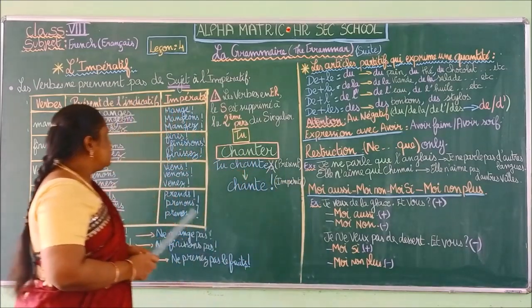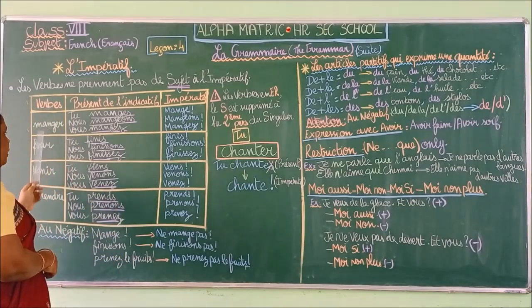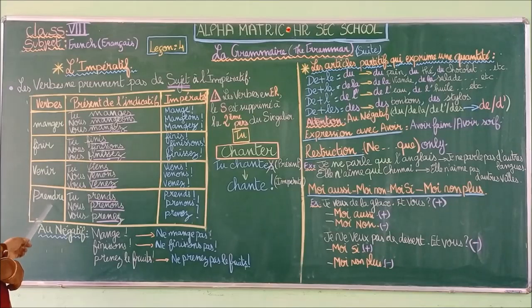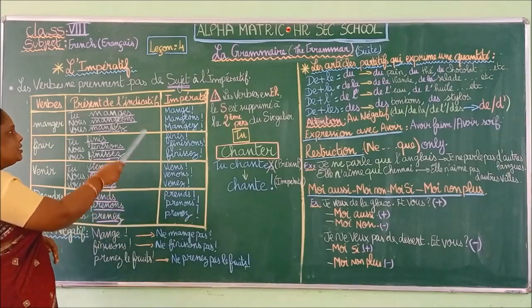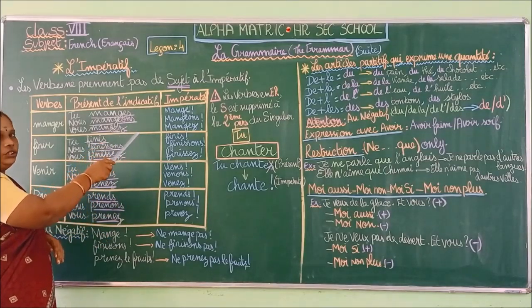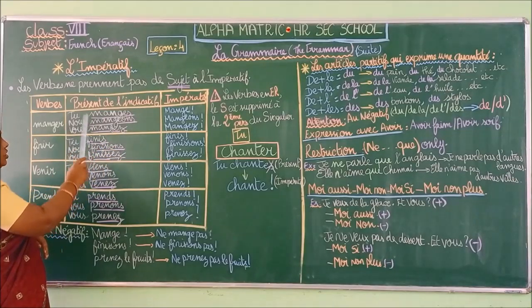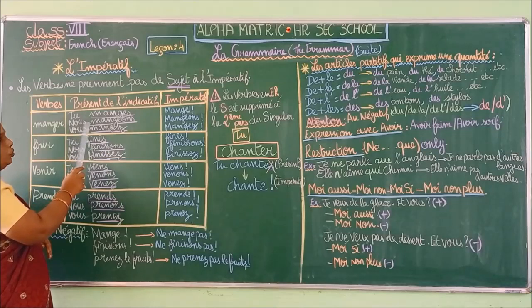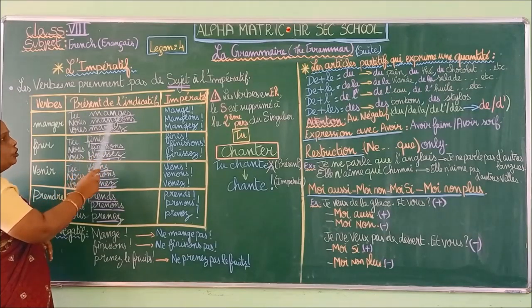So, now we are going to see how to frame. You have verbs. Manger, finir, venir, prendre. So, what is manger? Manger is to eat, finir to finish, venir to come, prendre to take. So, nous allons conjuguer les verbes au présent. D'abord, we are going to see first the verb into present tense for the 3 subjects. Okay? Tu, nous, vous. So, tu manges, nous mangeons, vous mangez.